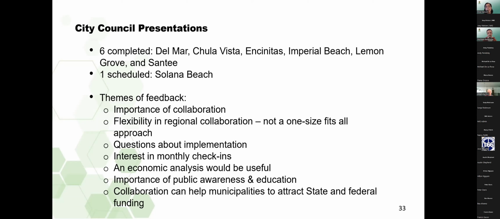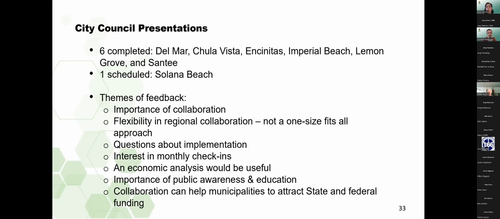Second, some elected officials expressed that they wanted flexibility in their collaboration. They were eager to be at the table and to participate in regional decarbonization, but they did not want the decarbonization actions to be prescribed to them or for regional standards to be imposed upon them. Third, there were questions about next steps in implementation and interest in monthly check-ins.